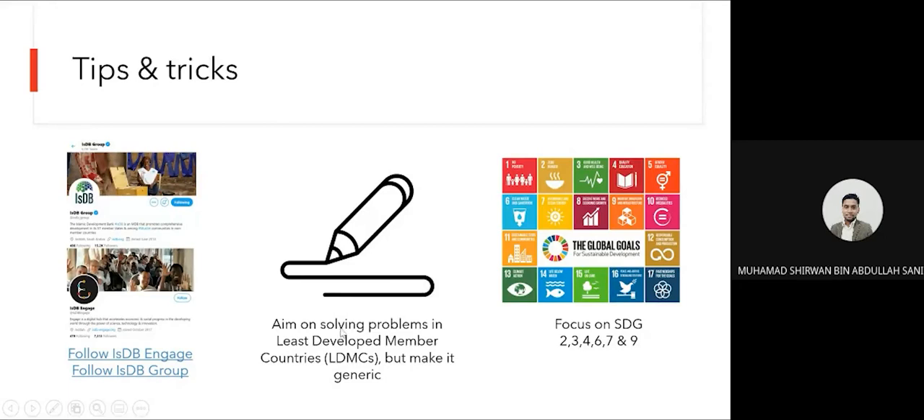Okay, and then you have to make sure you aim to solve problems in least developed member countries. We know that in ISDB countries there are the more modern, developed countries and the least developed countries. If you can focus on least developed countries, activities that can be done in those places using your idea will become an advantage. And remember, you have to focus on SDG 2, 3, 4, 6, 7, and 9. Even though we know there are lots of SDGs, you have to focus on these 6.